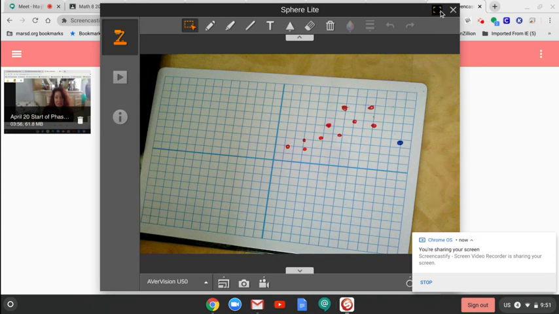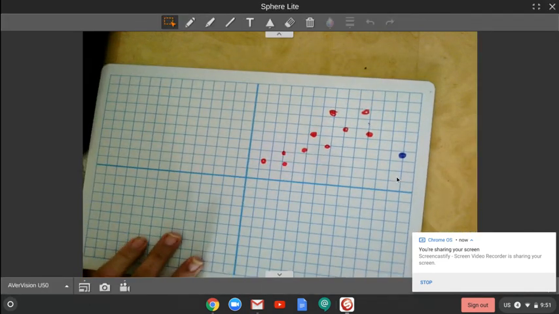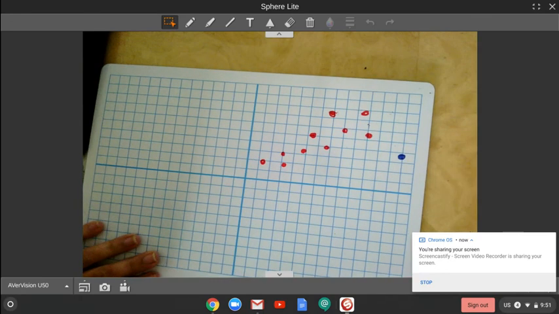Morning. Today you will work on your IXL. It's going to be pretty easy today. We're going to identify trends in scatter plots.